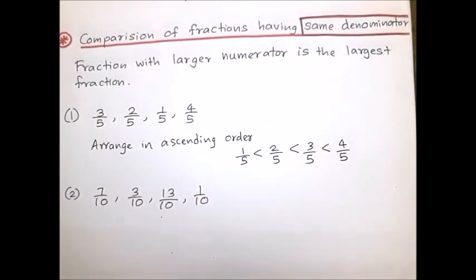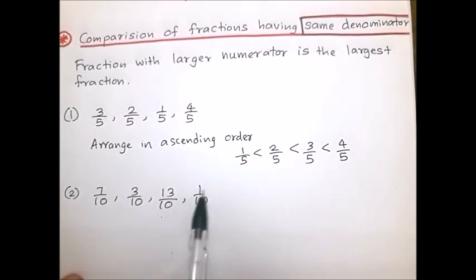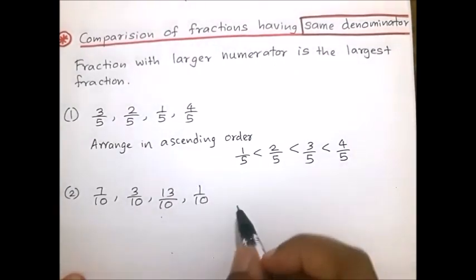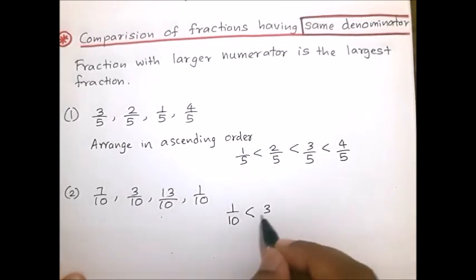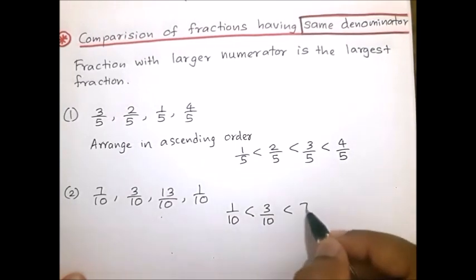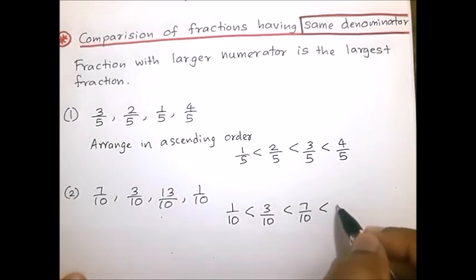Now look at second example. Here smallest numerator. Smallest one is 1/10. Next 3/10. 7/10. And the largest one is 13/10.